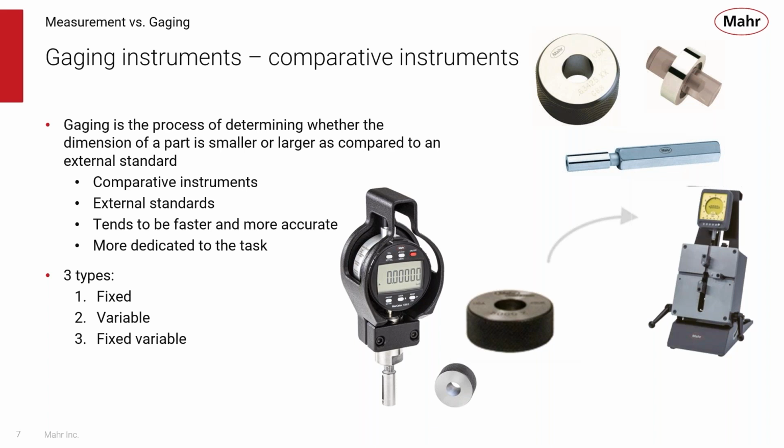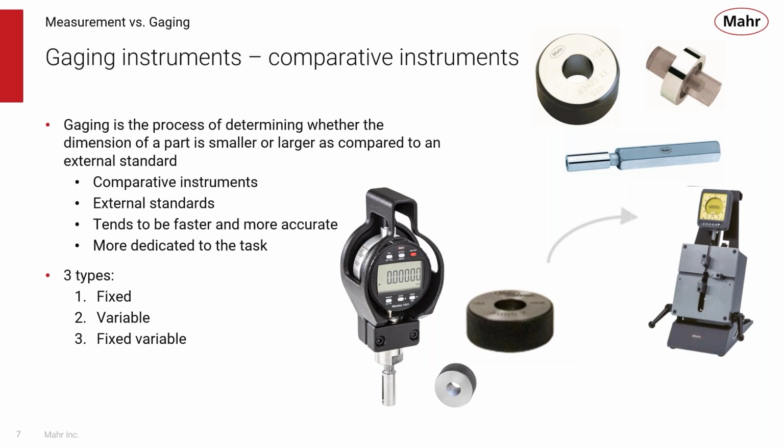Because they're built for a custom task, you're going to have to be able to justify an ROI on some of these comparative gauges. They are a little bit more expensive, but that ROI is usually justified by the increase in accuracy, performance, and speed.